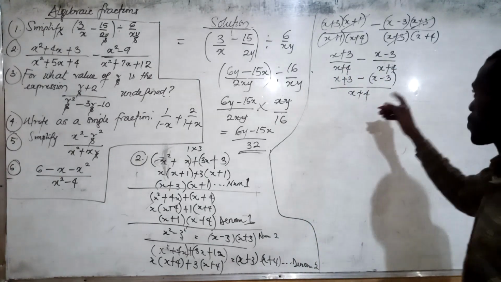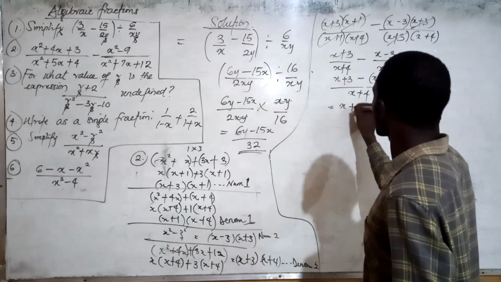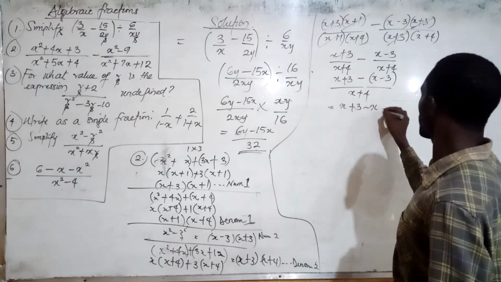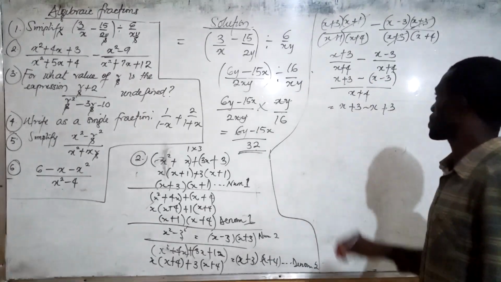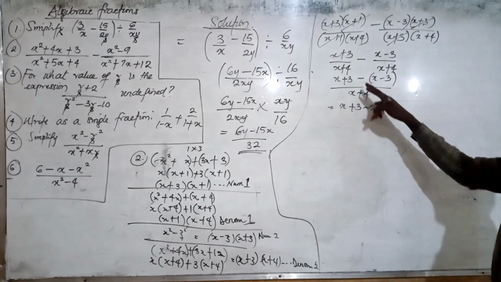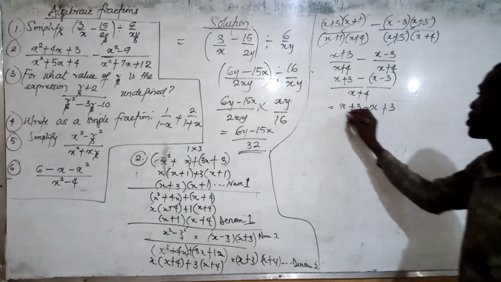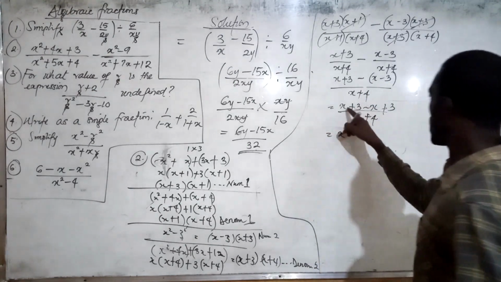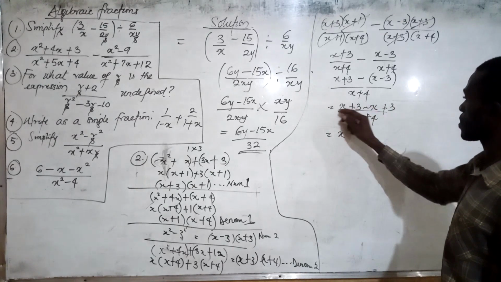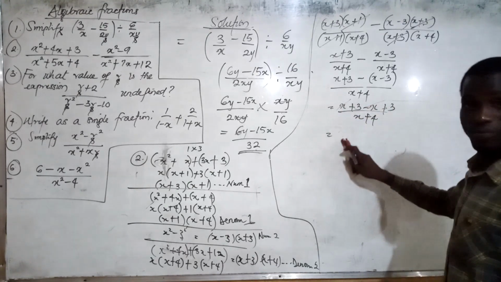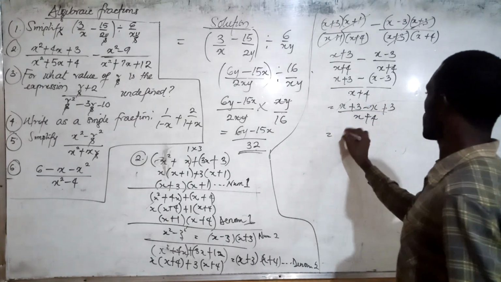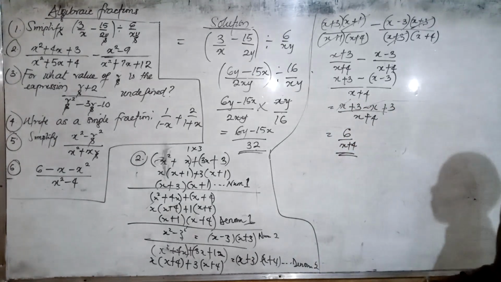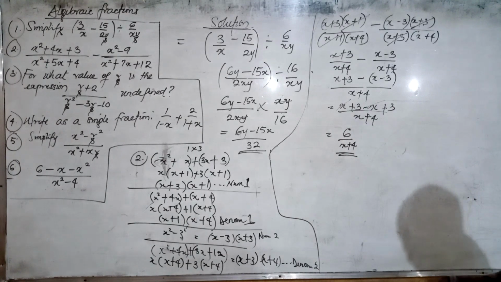Alright, so we'll put it in brackets. So equals x plus 3 minus x, that opens the bracket, then plus 3. Minus x, minus by this plus 3 over x plus 4. So that we have x and x plus x minus x take care of each other. So that will be 0. Then 3 plus 3 will be 6 over x plus 4. And that is the simplified form of number 2.